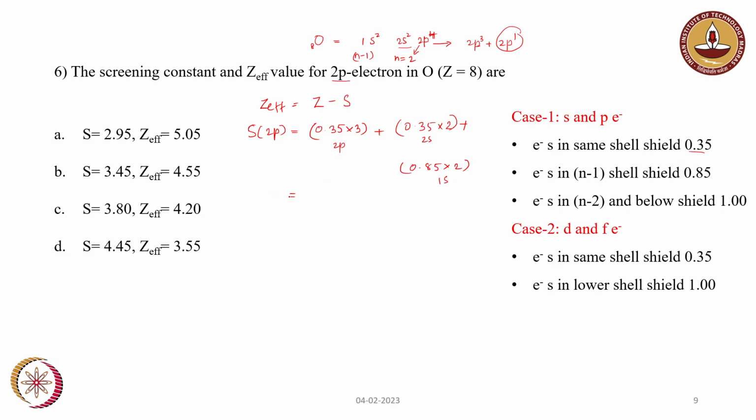So total will be 0.35, s equal to 3.45, and Z effective is Z minus S, that is Z is given 8, so 8 minus 3.45, that is 4.55. So the answer is option B.